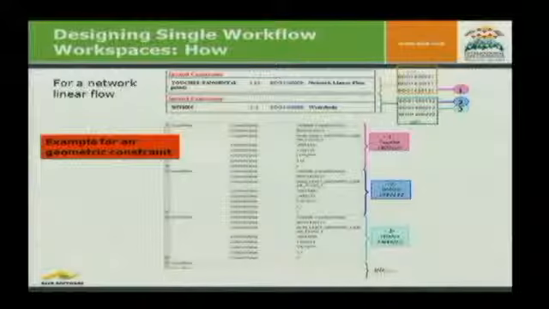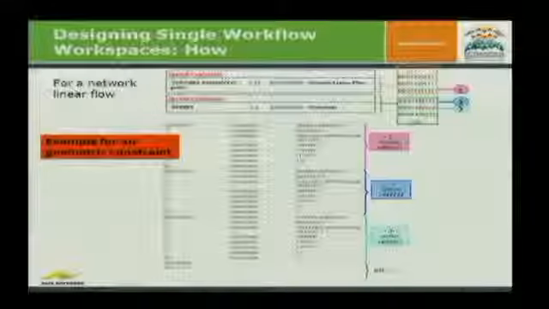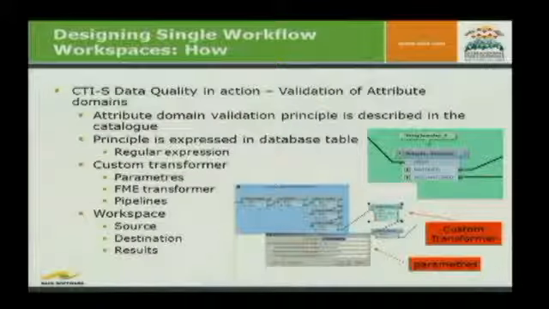Here is another example, but this time it's for a spatial constraint. I will explain that a bit later. So here is the first example of the FME workspace to validate the attribute domain for features.